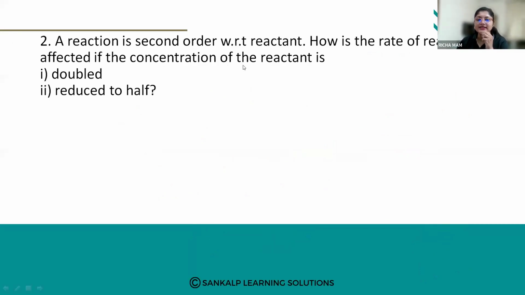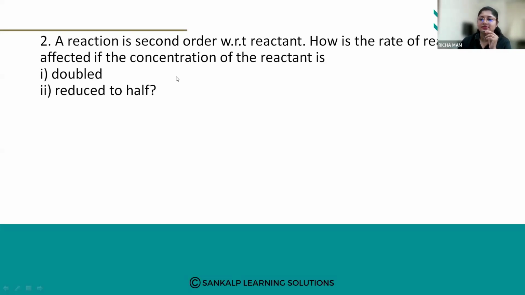A reaction is second order with respect to reactant. How is the rate of reaction affected if the concentration of the reactant is doubled or it is reduced to half? So there are two conditions now. The reaction is second order with respect to reactant, so let us write the reaction.